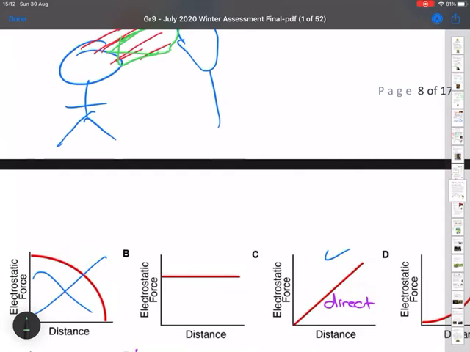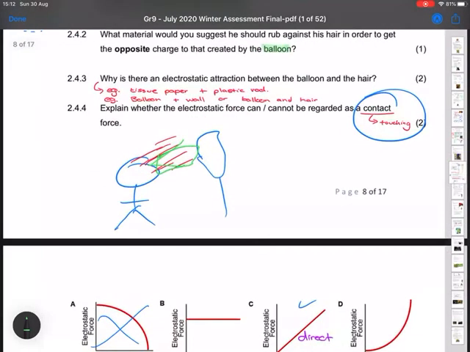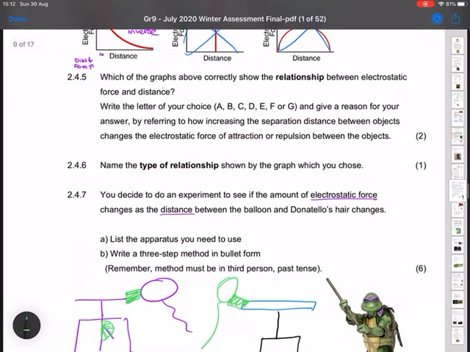And then any 3 reasonable bullet points to describe the method of charging the objects by friction, and then measuring the force of attraction or repulsion. So any of those 3 experiments you could have described. Quite an open-ended question there.